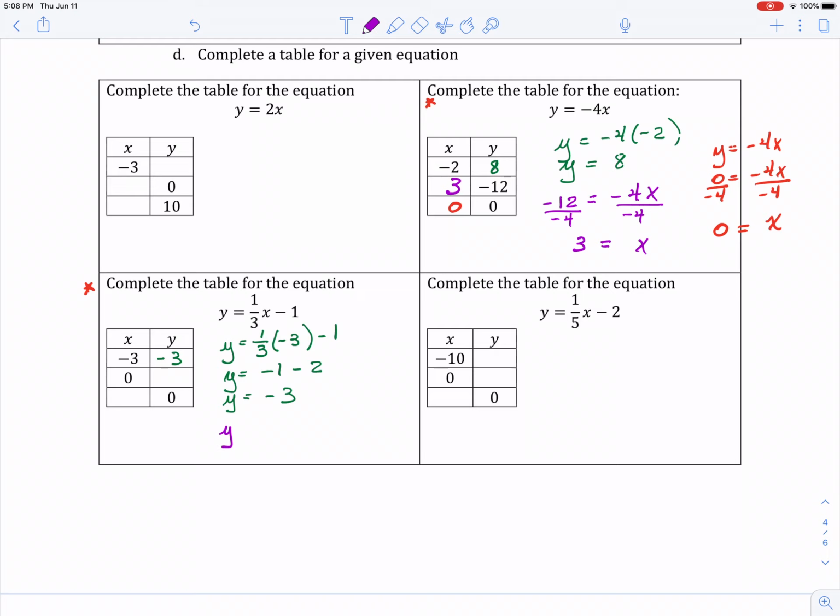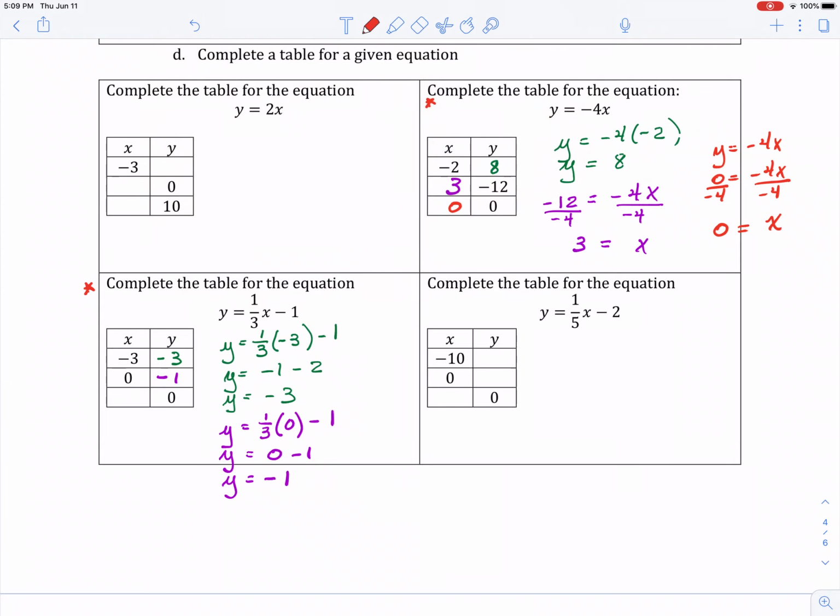All right, the second time through, the x value they have given me is 0. And anything multiplied by 0 is 0. And 0 minus 1 is negative 1. So when x is 0, y is negative 1.